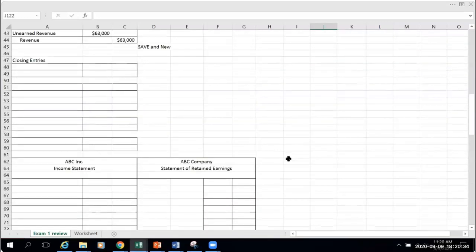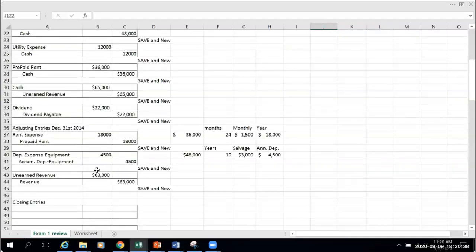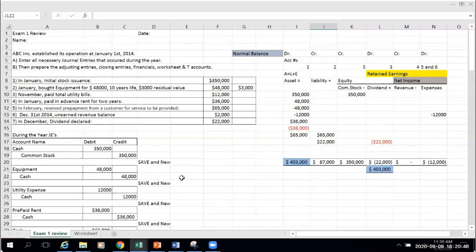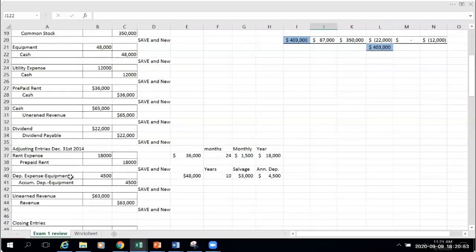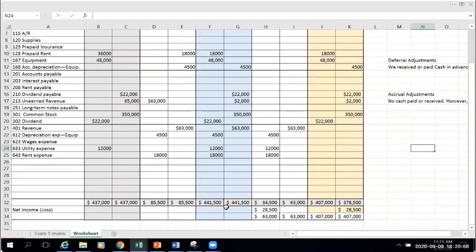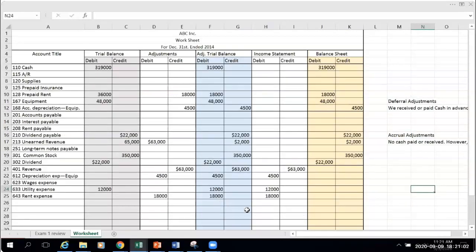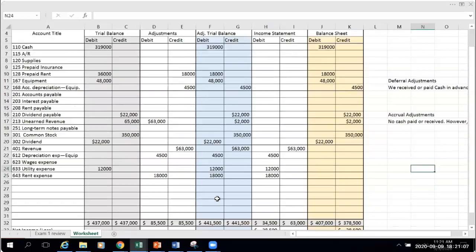Okay. So adjustments are done. No more problem on that. What we need to do now is preparing adjusted trial balance, but I don't want to do it because I already can see my adjusted trial balance in here. So it's not necessarily to do that. So I can have this anyway.